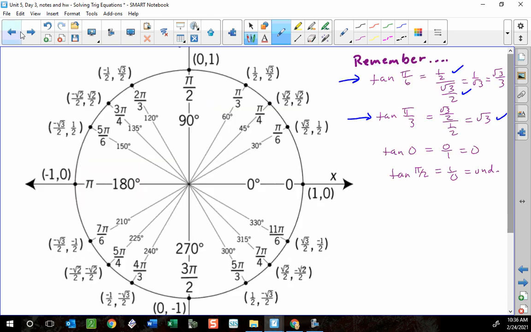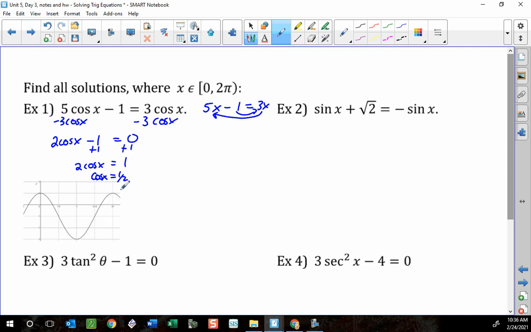I go to my unit circle. Where is the cosine equal to 1/2? It's at pi over 3. And also, let's see, ASTC. Cosine is 1/2 right here. So pi over 3 and 5 pi over 3. So that's my answer. I just write that down. X equals pi over 3 and 5 pi over 3.